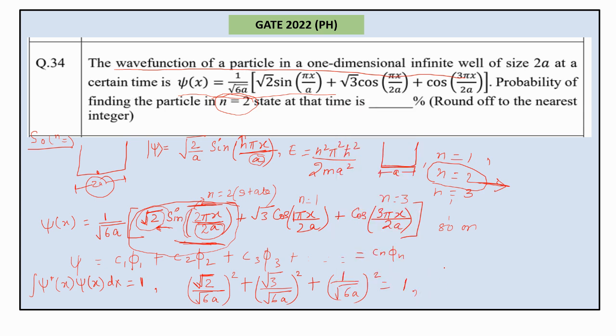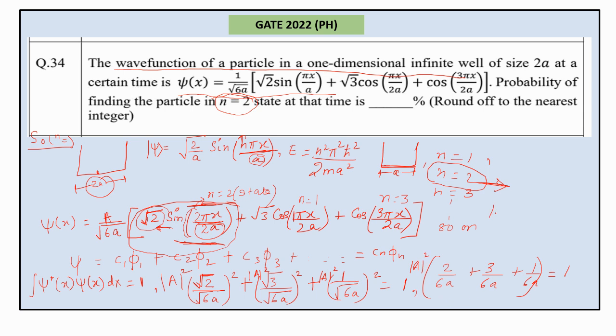So this will give 2 upon 6a plus 3 upon 6a plus 1 upon 6a is equal to 1. So there is an a factor, so it is not normalized. It should give 1, so what you need to do is multiply it by a here. So there will be a square, because this is not normalized. So I have multiplied it by a.